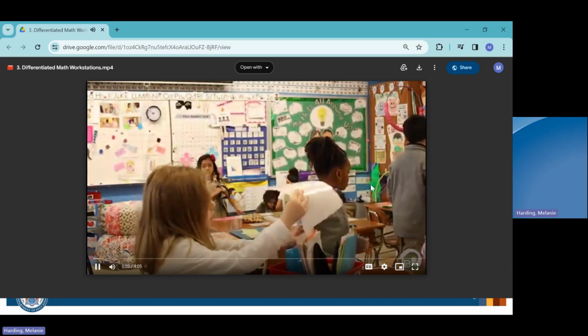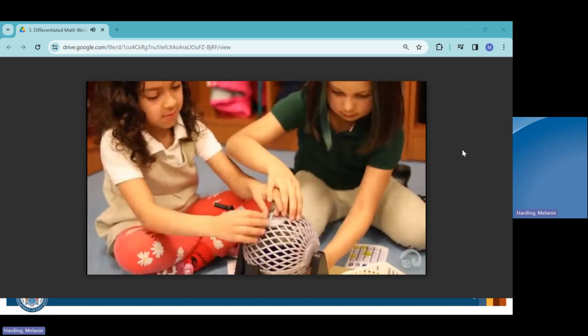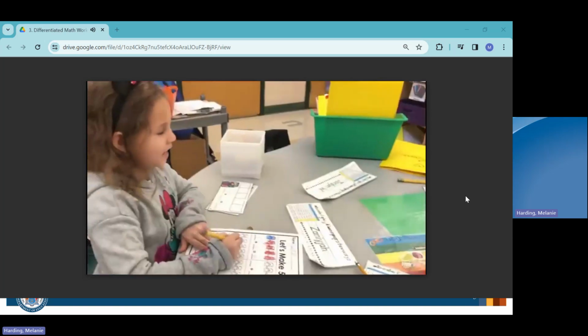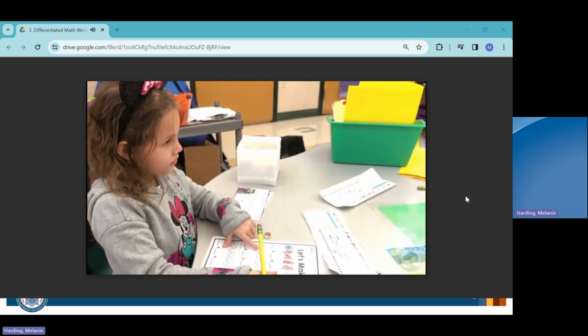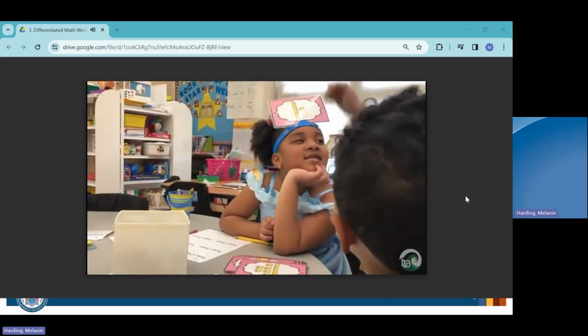Math Workshop is organized chaos at its finest. Math Workshop allows for a group of children to learn and work together in a structured instructional format that has multiple spaces for individual, partner, and small group work.